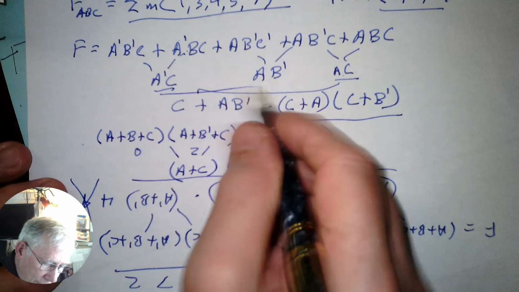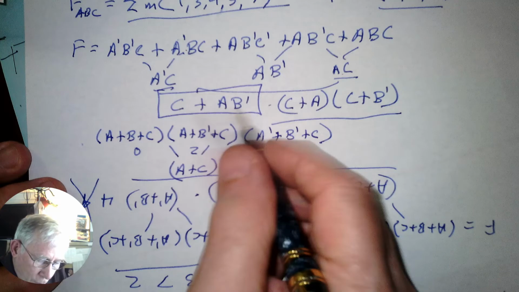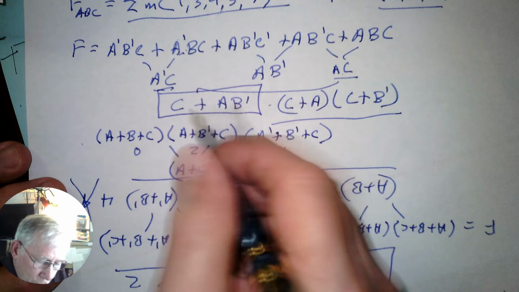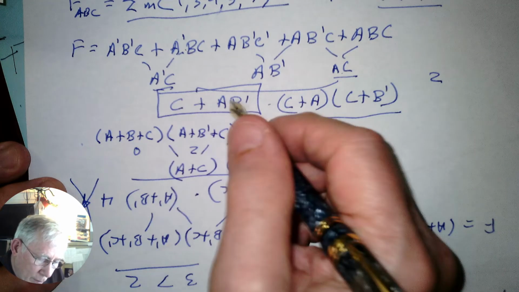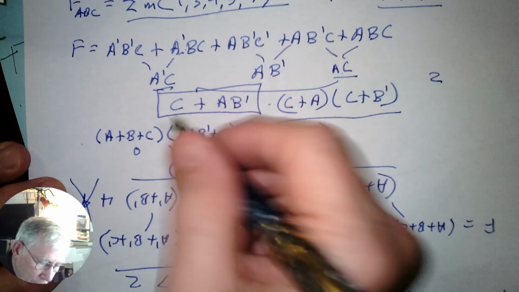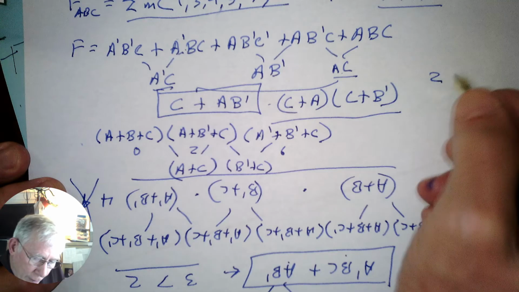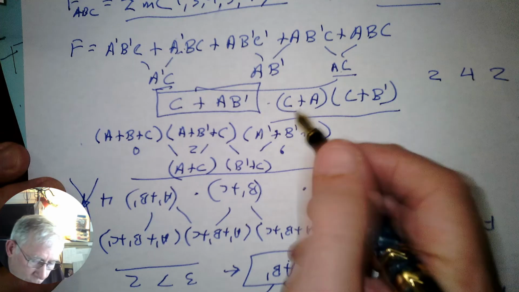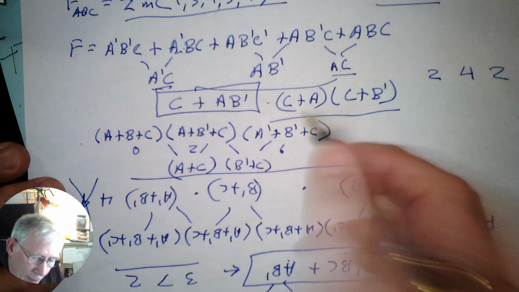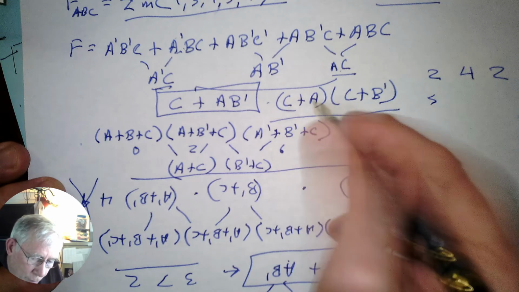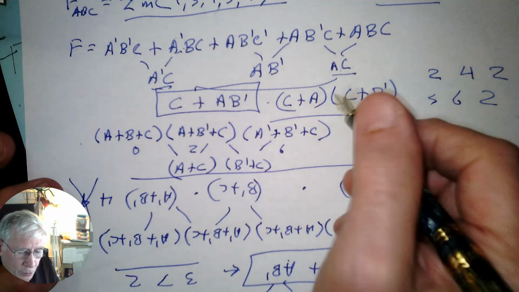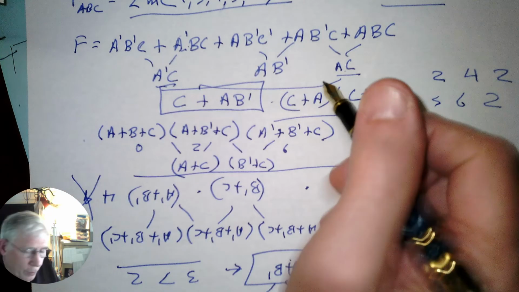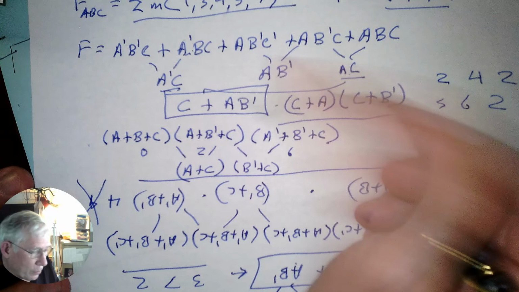But it turns out that's our minimum solution with 2 gates and 1, 2, 3, 4 inputs and 2 layers. Whereas this has 3 gates and 1, 2, 3, 4, 5, 6 inputs and 2 layers. So clearly the POS is better, so we would pick the POS, not the SOP. All right.